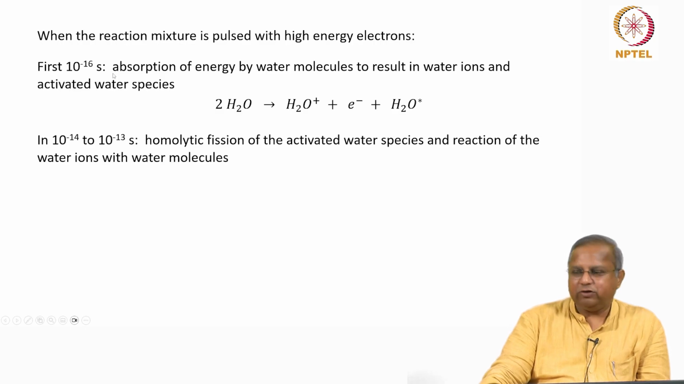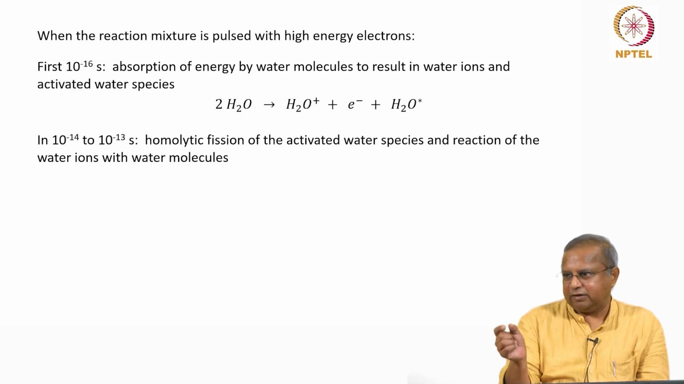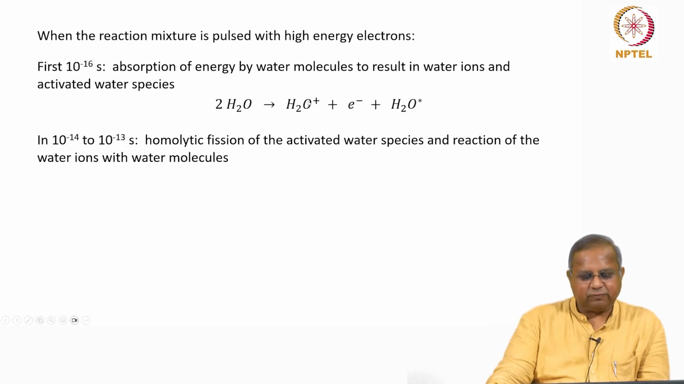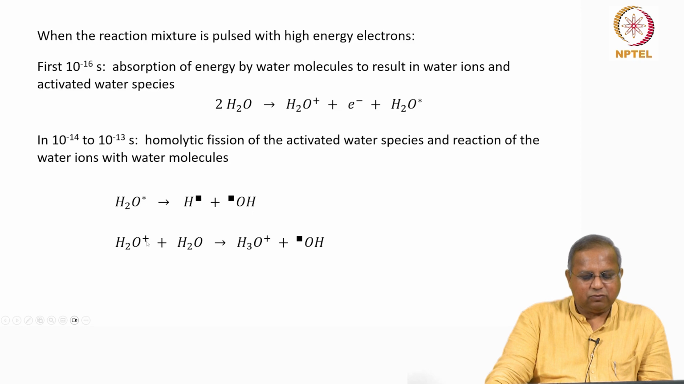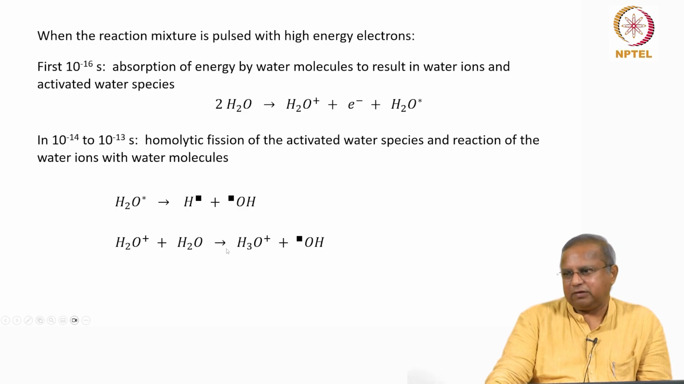And in 10 power minus 14 to 10 power minus 13 seconds, in that time frame after absorption of energy, homolytic fission of the activated water species happens and reaction of water ions with water molecules happens. This is activated water species, this is the water ions, and H2O is the water molecule. So, H2O star becomes H dot and OH dot. So, you get your hydroxyl radicals here, and of course, H2O plus interacts with H2O to give you H3O plus, and H3O plus is hydronium ion, which is quite common, and you get your hydroxyl radical here.